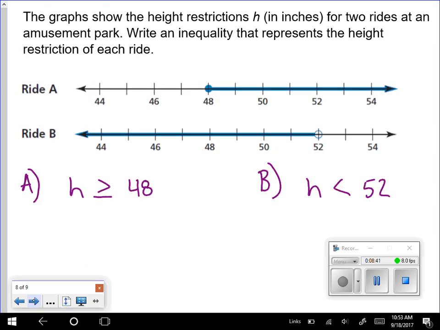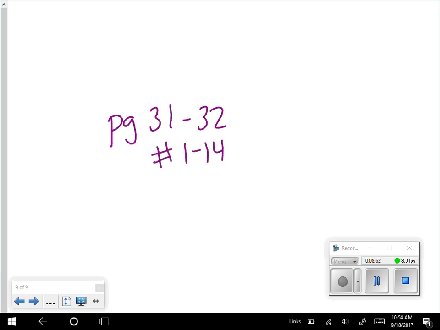So hopefully you understand how to do each of those problems. Your homework is in your journal, page 31 and 32, numbers 1 through 14. It's just all of them. That should be pretty simple, pretty straightforward to understand.